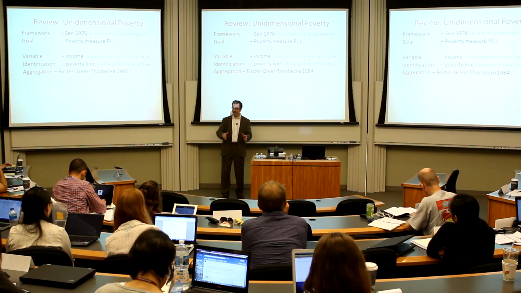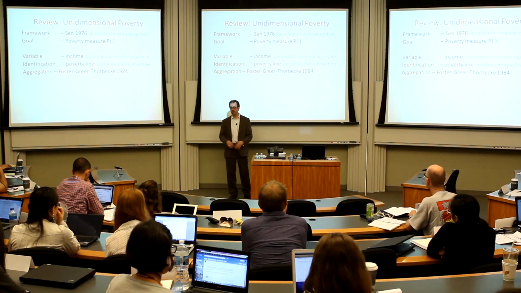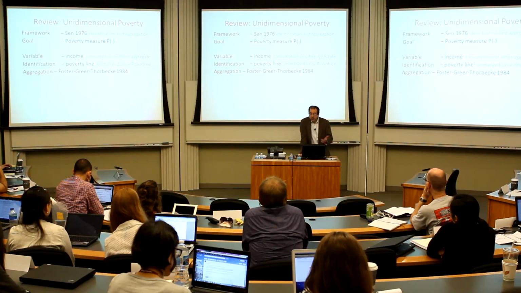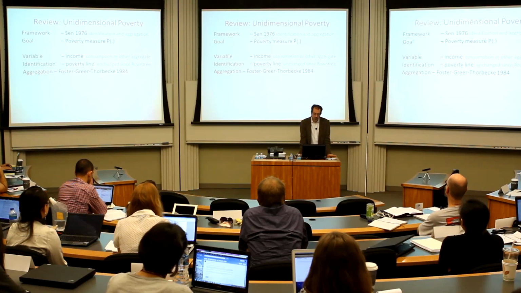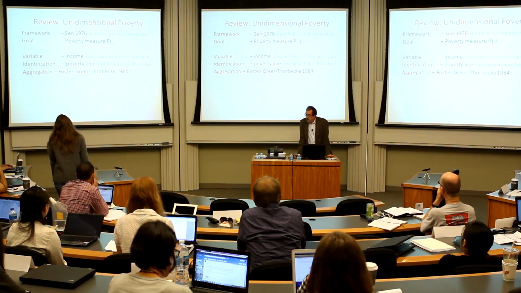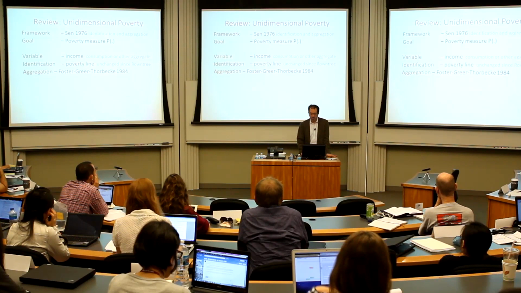If you measure gaps as opposed to head count, as opposed to something sensitive to the distribution of income, it can be quite different. So he created a framework and said, here's the goal, to find some poverty measure or some methodology. He used income or consumption as the variable. Identification was done with a poverty line, and aggregation was with some measure, typically. In recent time, it's been aggregated with the Foster-Greer-Thorbecke measure.